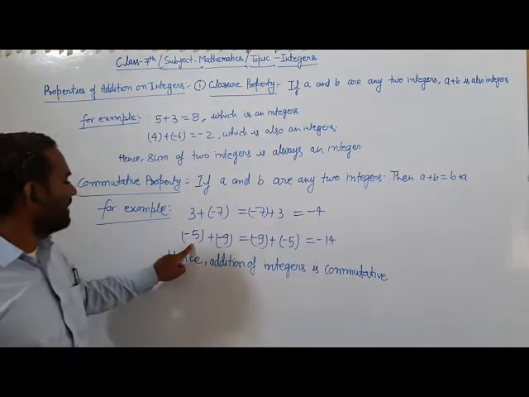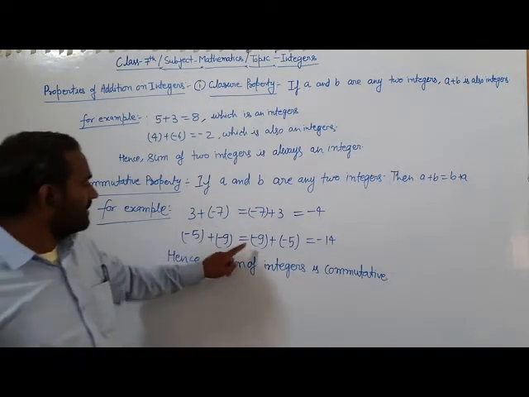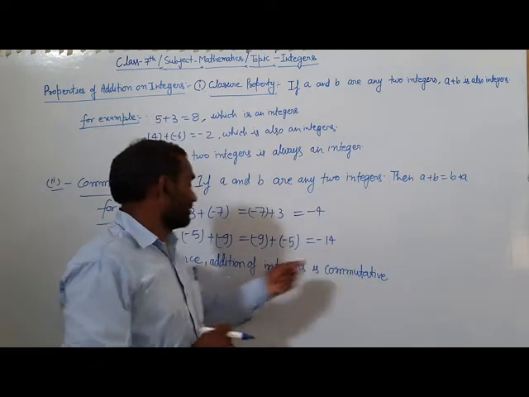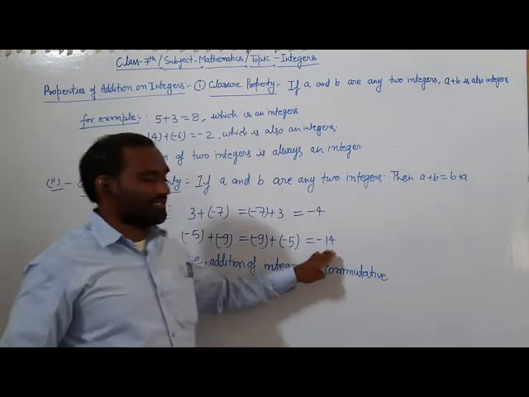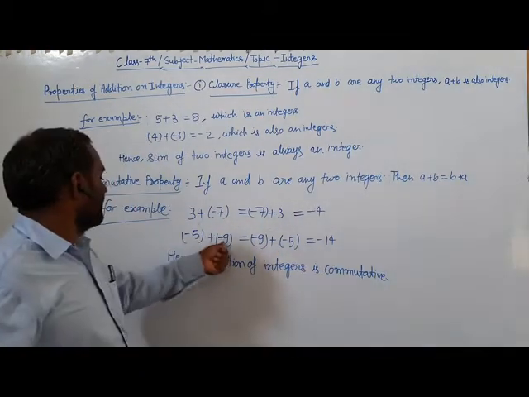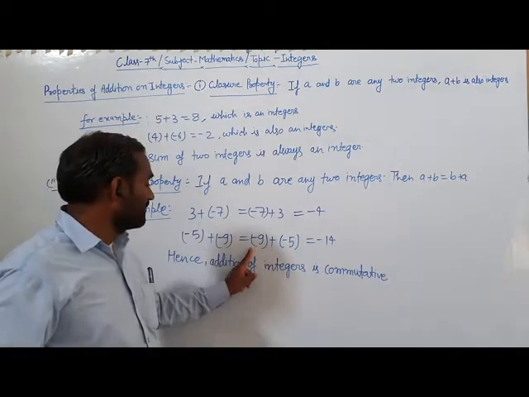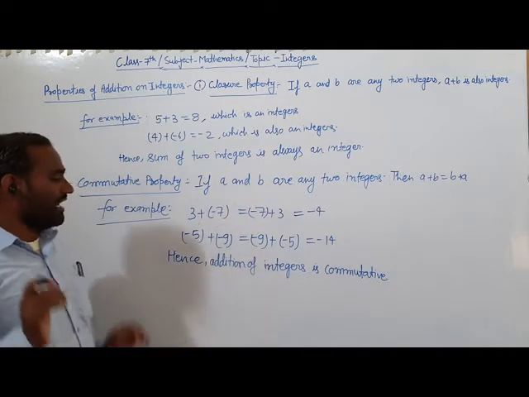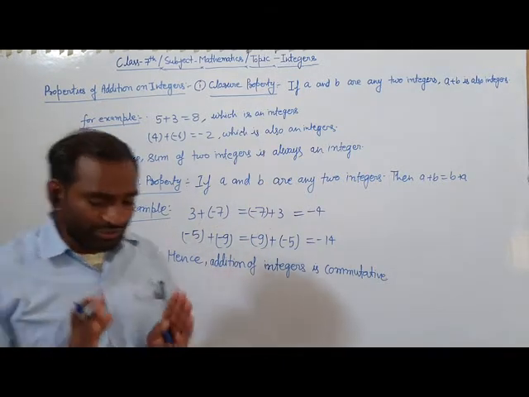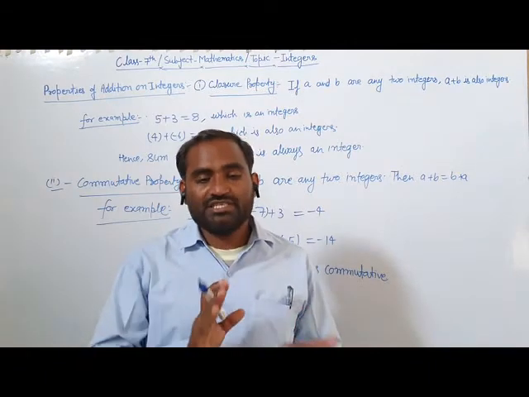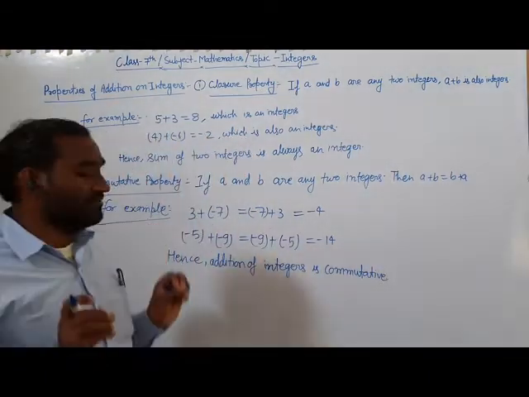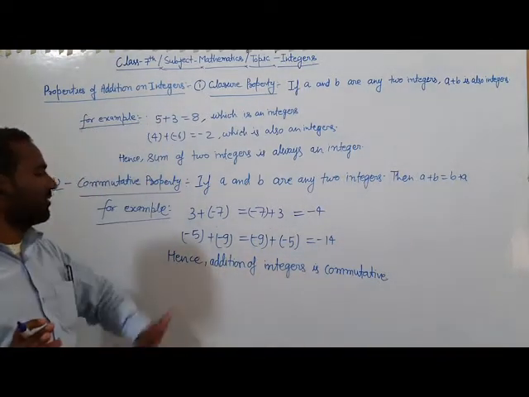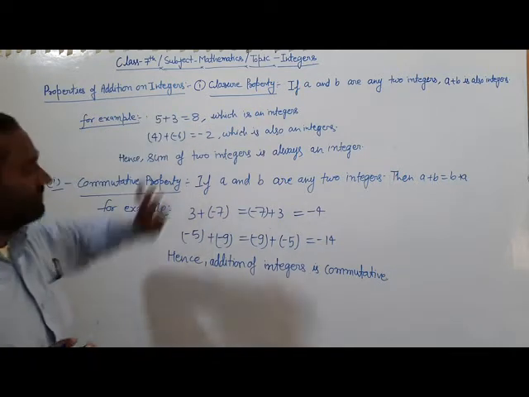And second, minus 5 plus minus 9. Here we have changed the order: minus 9 plus minus 5. Both are minus 14, because both have the same sign, so the addition will have the same sign. 5, 9, 14. So addition of integers is commutative. If we add two integers by changing the order, the sum of integers remains the same. This is the commutative property of addition of integers.